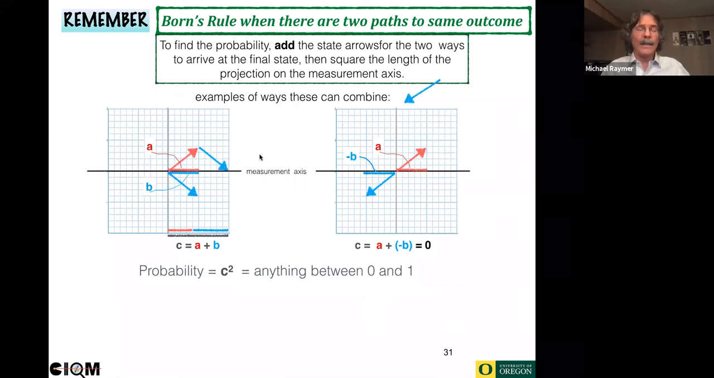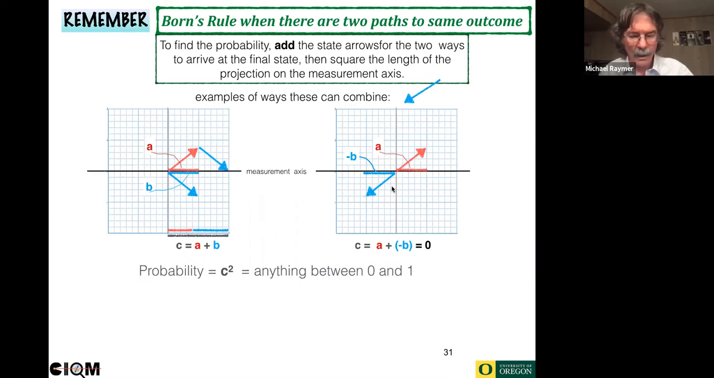Okay, so here's what I just said. Anytime you add the state arrows for the two ways to arrive at the final state and then square the length of the projection on the measurement axis, when this is the proper mathematics to use to get the probability, that means you're describing a unitary process. If you do something to disrupt it, like detect the particle in one of the paths or block one of the paths, you change the situation. If I flip the phase from here to here by a known amount, that's still unitary because I know everything possible to know. Remember, the definition of a quantum state is a description that represents everything that's possible to know, and you know it all.